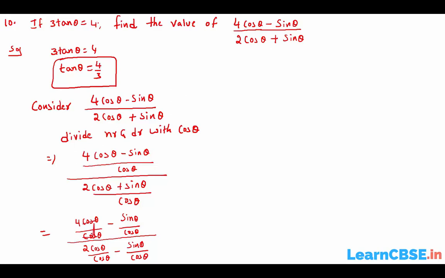The numerator also same thing. Cos and cos get cancelled. This gives 4 minus, if you observe sin by cos, it is nothing but tan. 4 minus tan theta whole divided by 2 minus tan theta. Substitute the value of tan theta. 4 minus 4 by 3 whole divided by 2 minus 4 divided by 3.